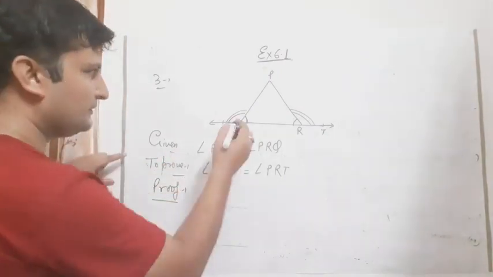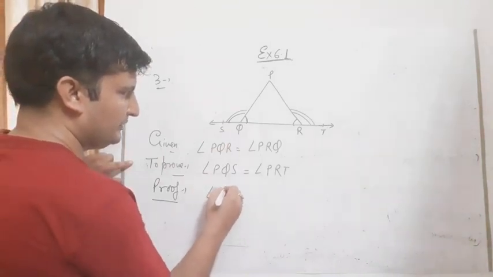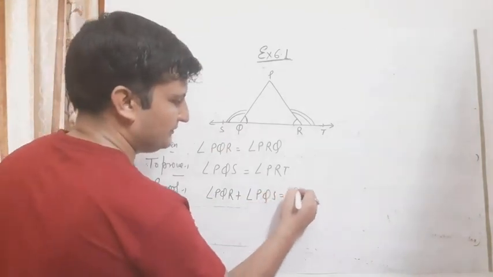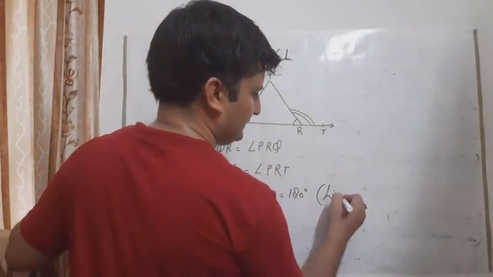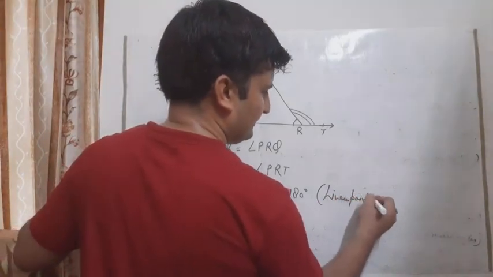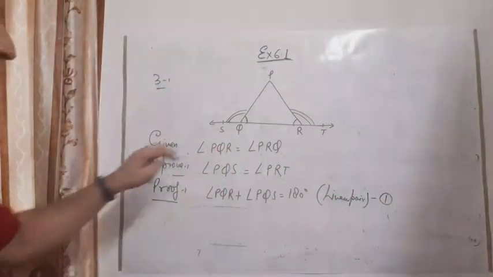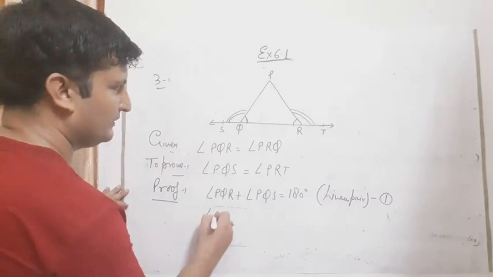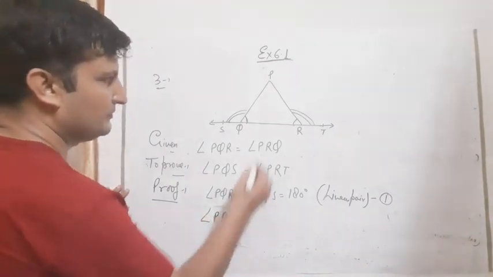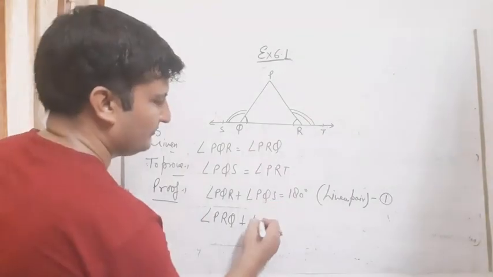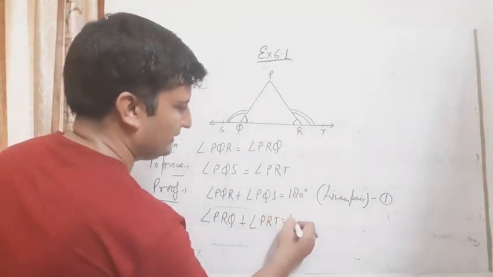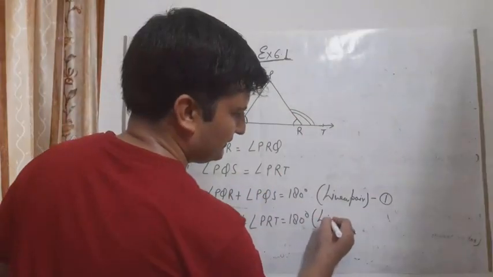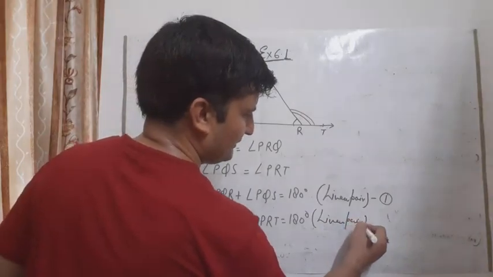Here we can say that angle PQR plus angle PQS is equal to 180 degrees. We can say that this is a linear pair. Question number 1: इन दोनों का सम कितना होगा? 180 डिग्री. Similarly, here we can write again angle PRQ plus angle PRT is equal to 180 degrees. देखिए PRQ प्लस PRT, this is also 180 degrees. This is also a linear pair.